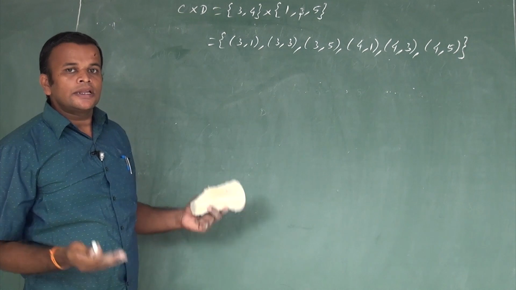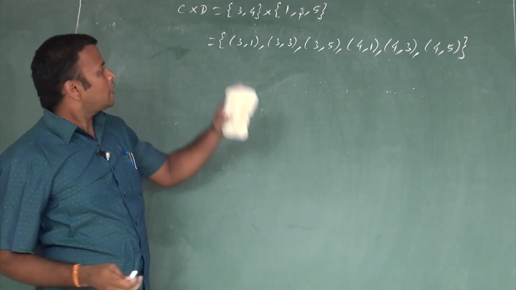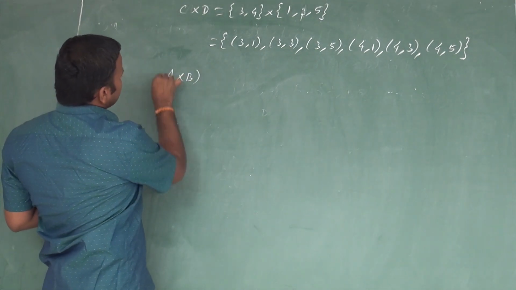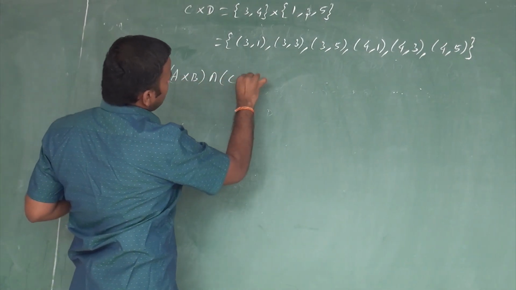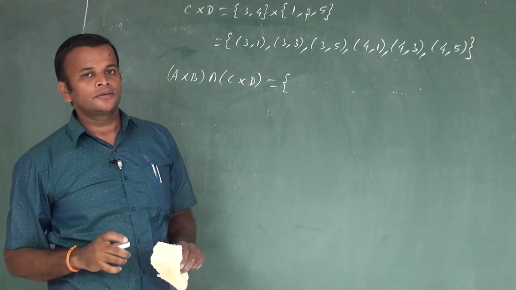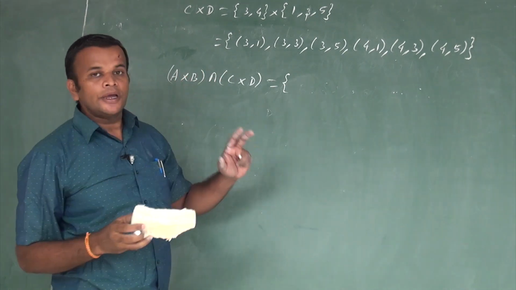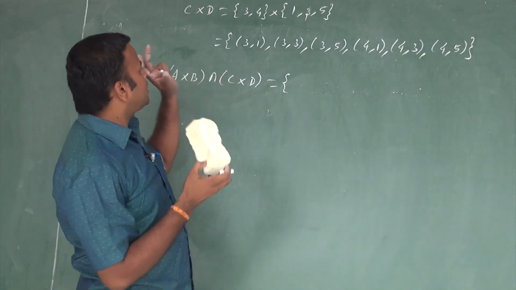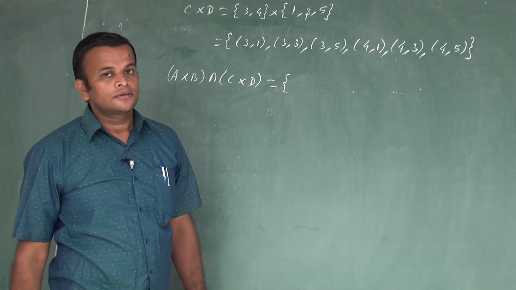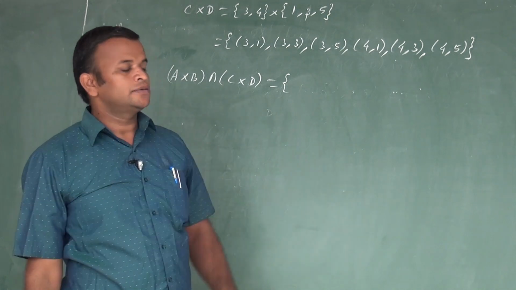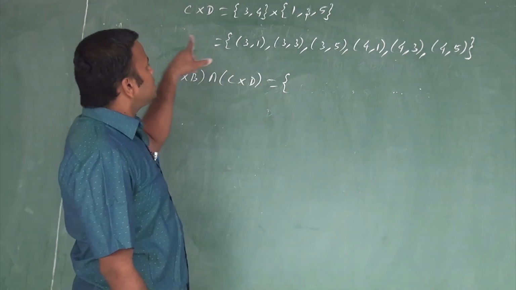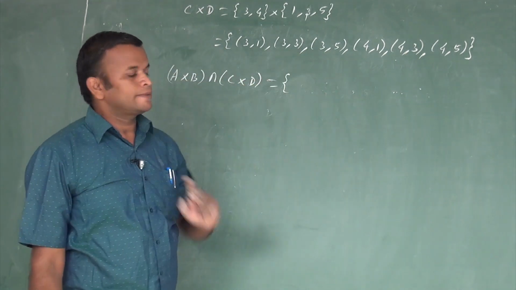Now we find the intersection of A cross B and C cross D. You know very well, intersection means common. We check what elements are common in A cross B and C cross D. Do you identify what is common? First of all, 1 comma 2 lies in A cross B, but in C cross D, 1 comma 2 is not there.